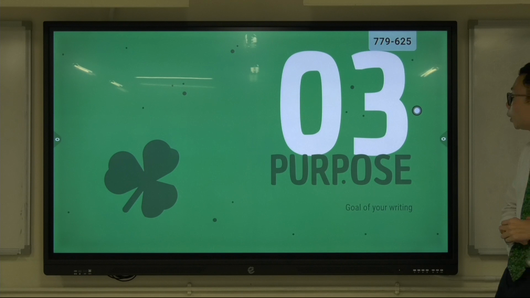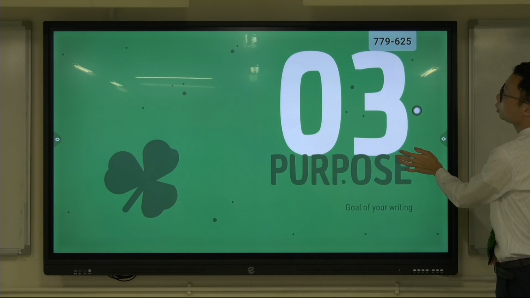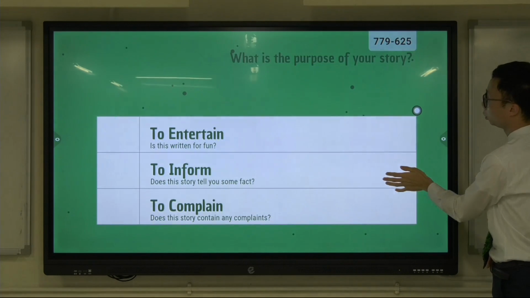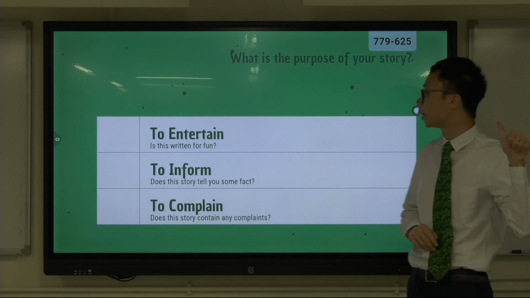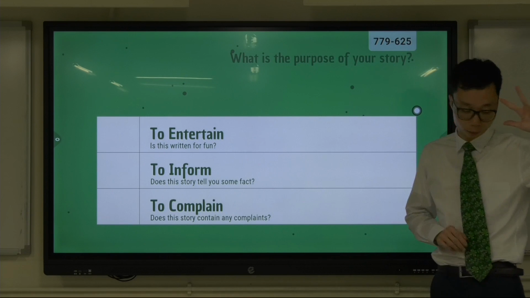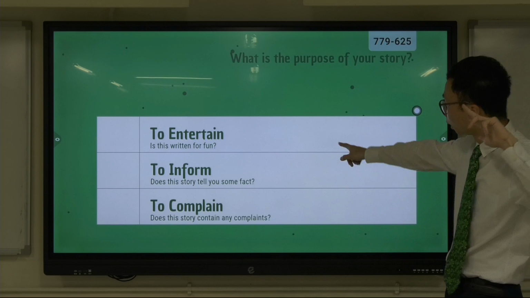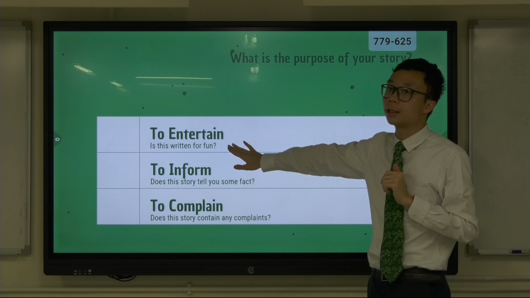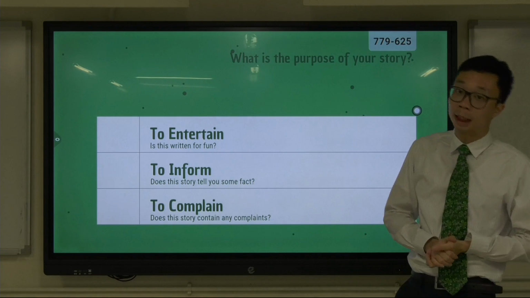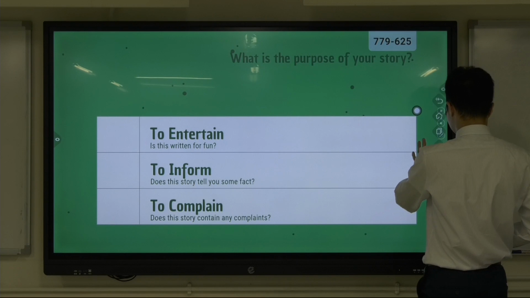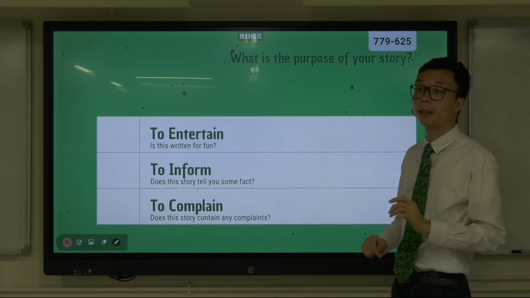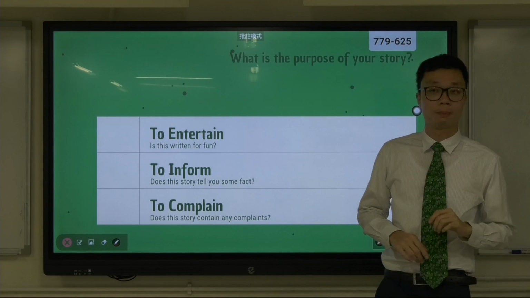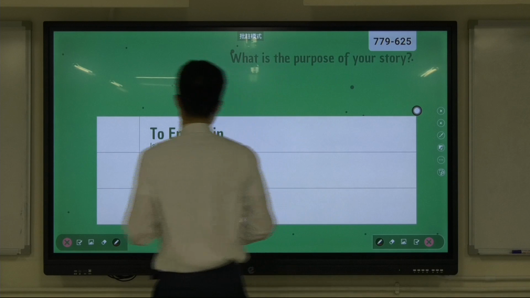Alright, now we go to the second thing, the purpose. That means the goal of your writing. You see the chart on page 22. Is it to entertain, to inform, to complain? Which one is it? Let's go through it. Entertain: is this written for fun? Well, it's a writing competition and you want to participate. That means you are not obliged to participate, so very likely you wrote this for fun.